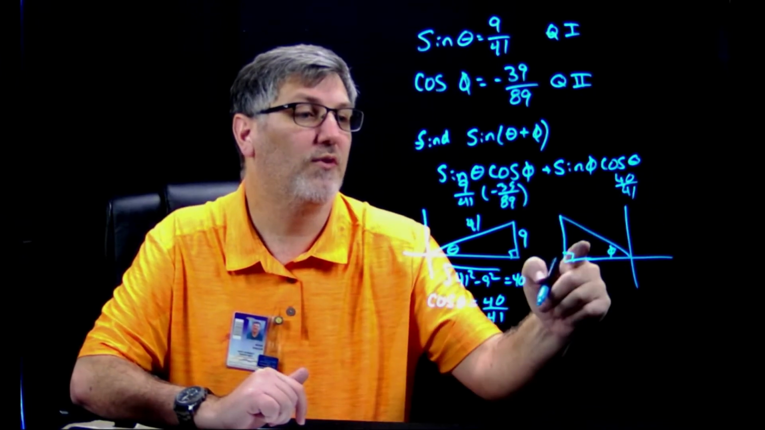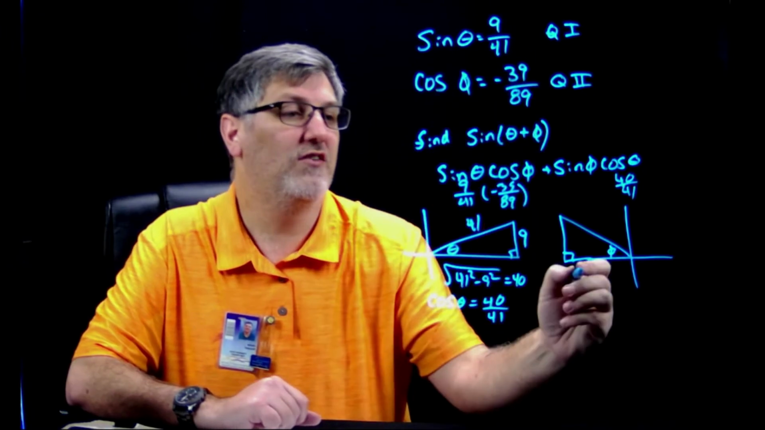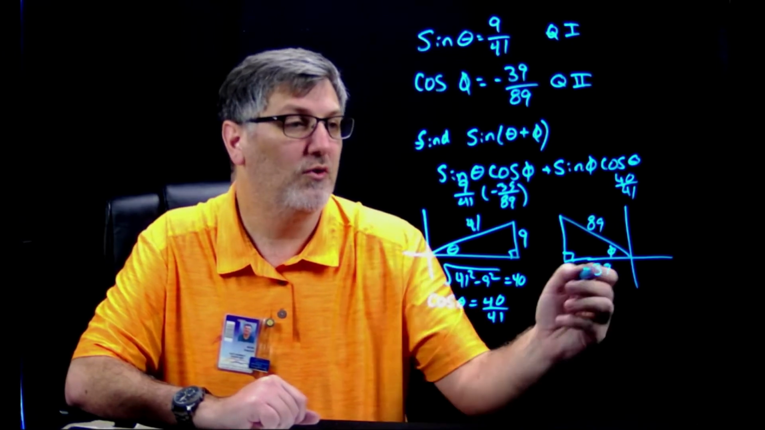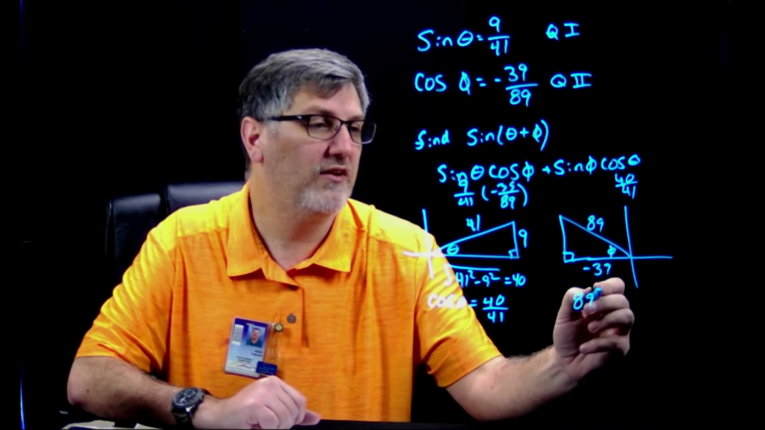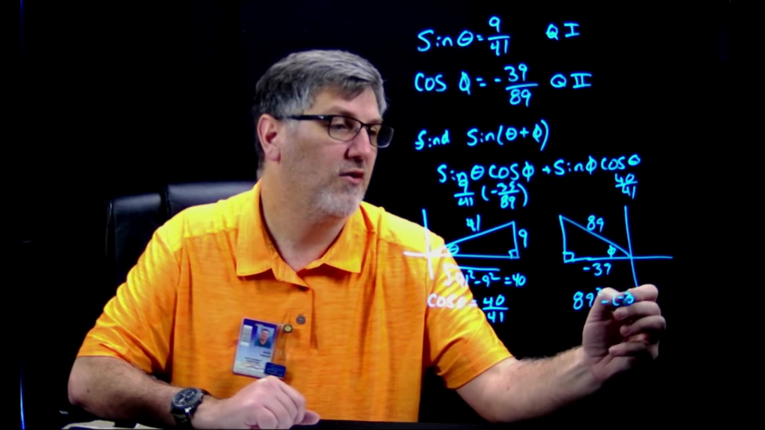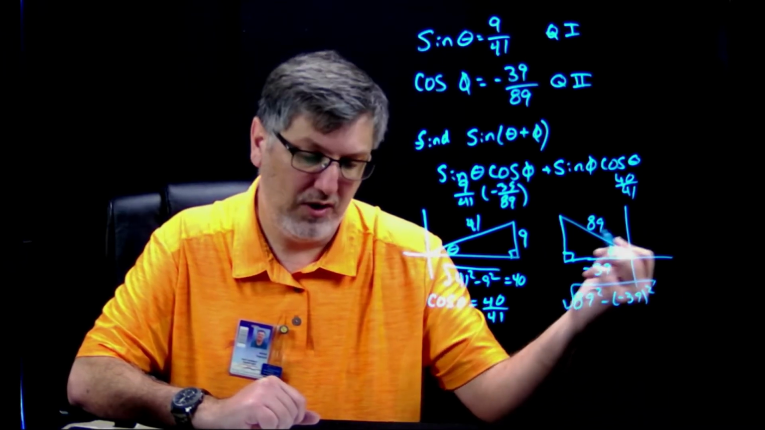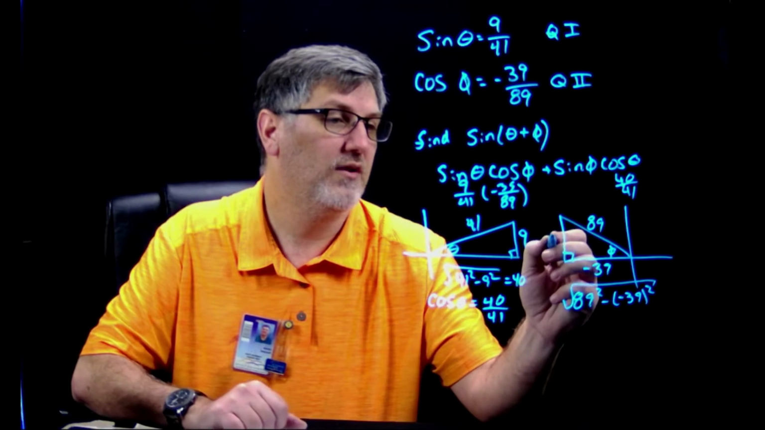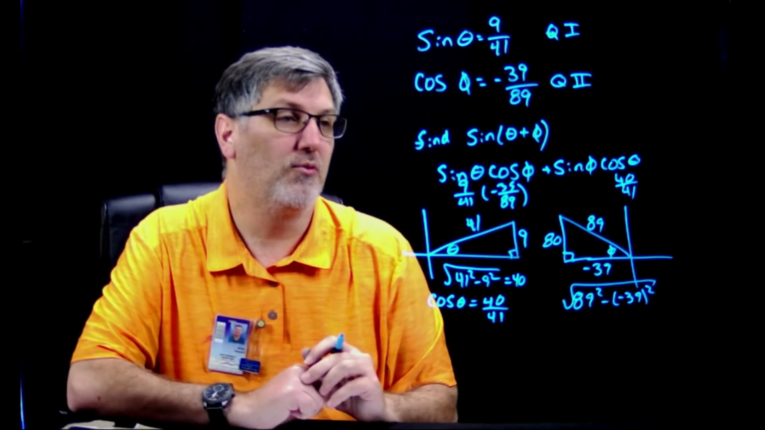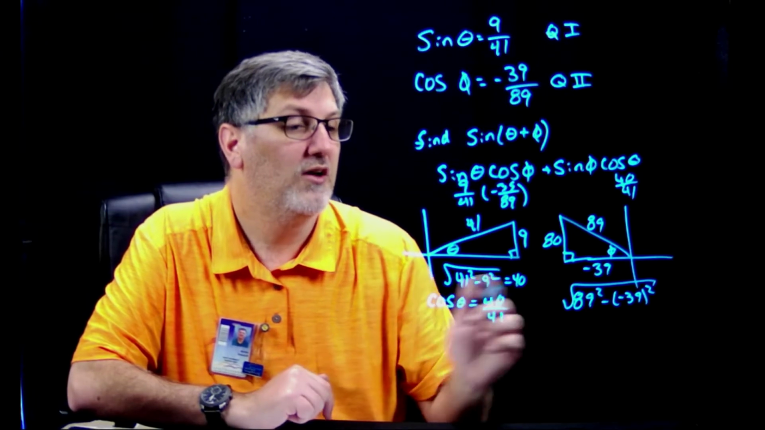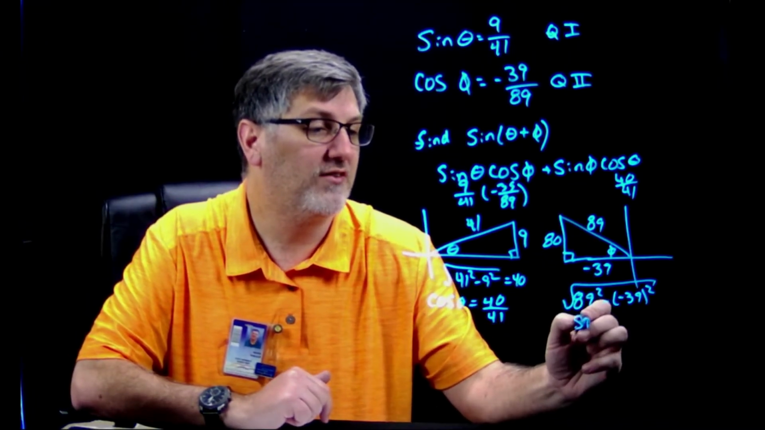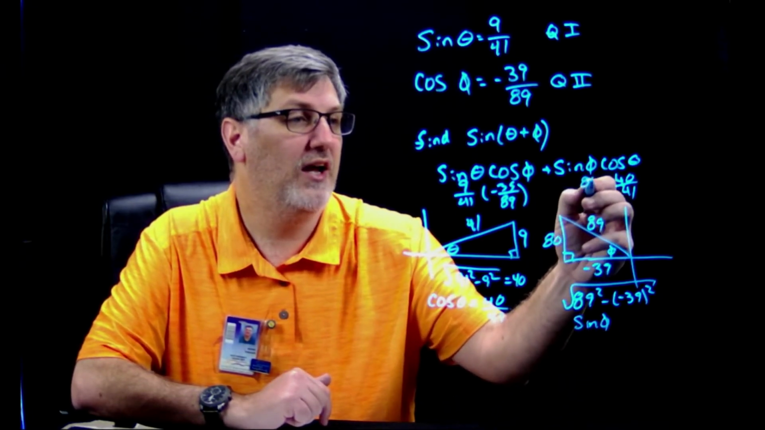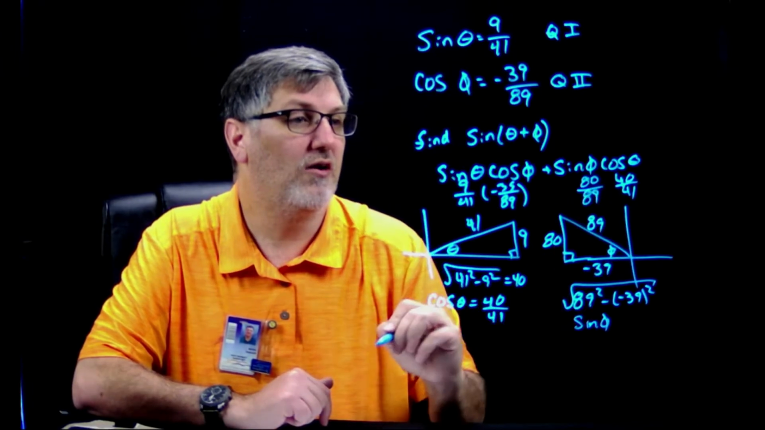Now I need to find sine of phi. Well, that's on this reference triangle. Cosine is adjacent, negative 39 over 89, your hypotenuse. So we do the Pythagorean theorem: 89 squared minus a negative 39 squared, take the square root. When we do that, I'm not going to reinvent the wheel. It is going to be 80, because this is another Pythagorean triple. I'm not really going to try to trick you up with square roots. So my sine of phi is going to be opposite over hypotenuse, which is 80 over 89.